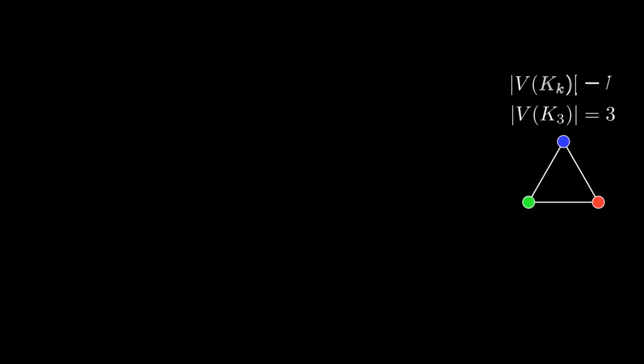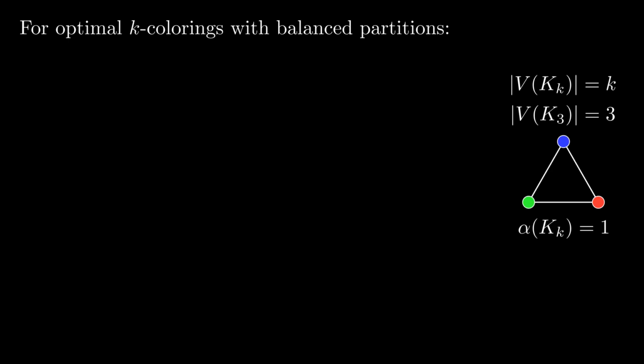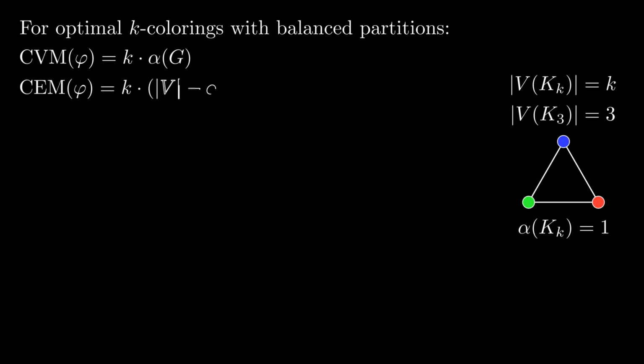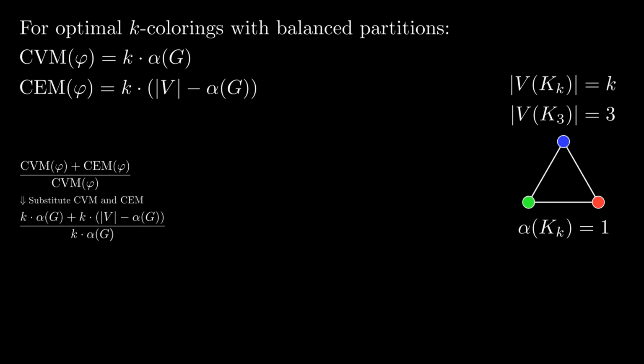Let's take a small detour. The pressure bound P under certain circumstances, which are optimal K colorings with balanced partitions, is nothing but an overly fancy independence bound. CVM will be K times alpha. In K3, K is 3 and alpha is simply 1. CEM then will be the measure of what each partition excludes, which inevitably will be all other partitions. So that's the measure of the entire graph minus one such partition, or alpha times K. And now we substitute. Factor out K. Cancel the 2 alpha terms in the dividend, and that's our independence bound.